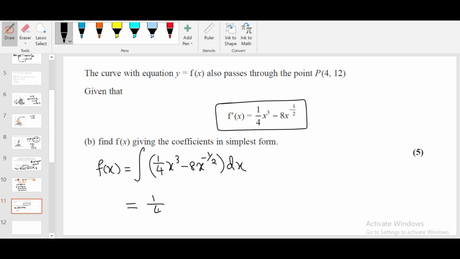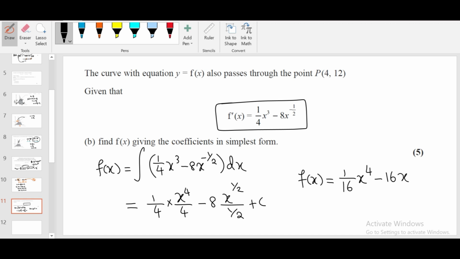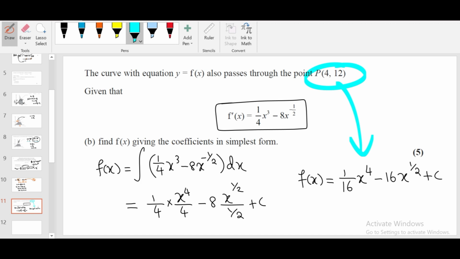And then integrate it. It becomes x power 3 plus 1 by 3 plus 1, minus 8 x power minus half plus 1, which is positive half, by positive half, plus c. Simplify it, you will get f of x is equal to 1 over 16 x power 4, 8 divided by half becomes 16, minus 16 x power half plus c. Now we are going to use this point here, sub in here, replace f of x by 12, x by 4 to find c now.